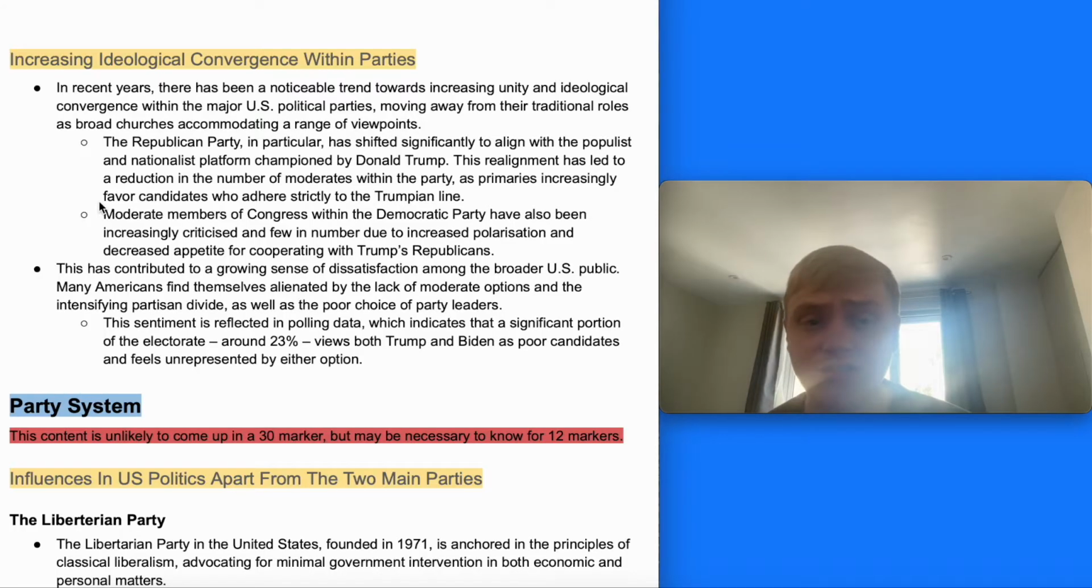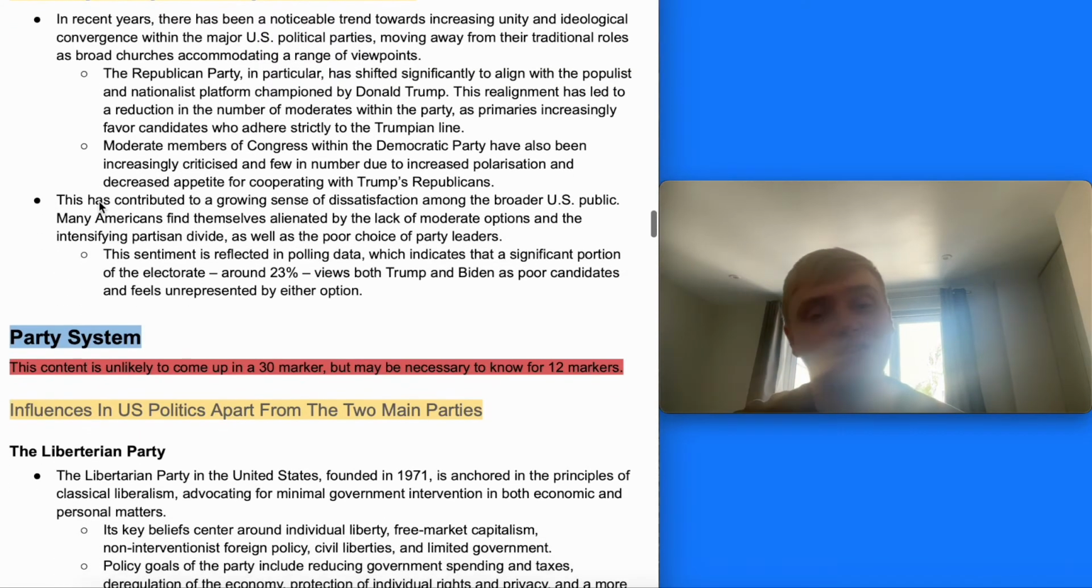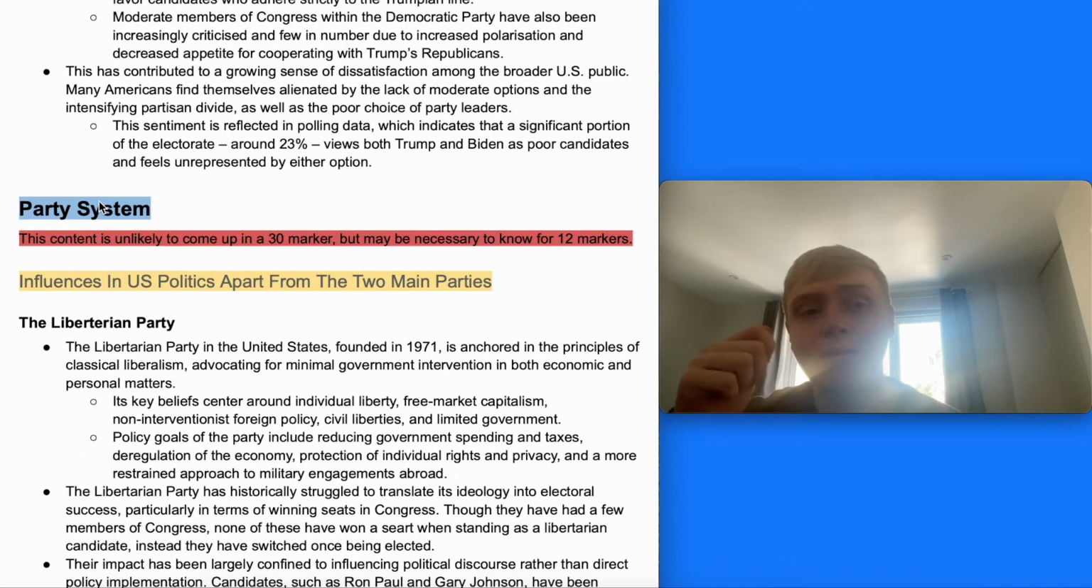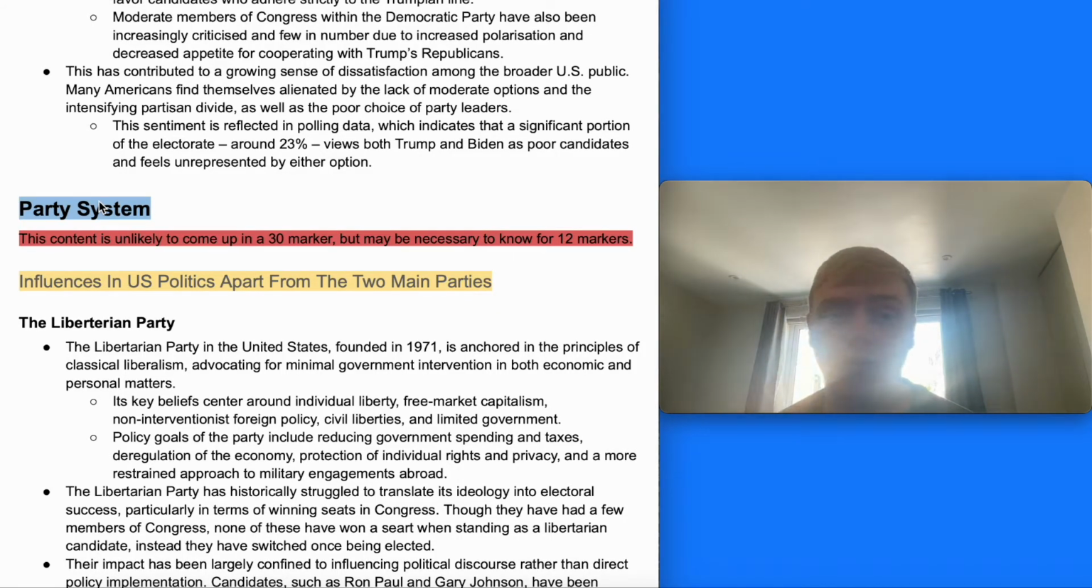Whilst more moderate members of the Congress within the Democratic Party have also been increasingly criticised, and fewer in number due to increased polarisation. Again, primaries and decreased appetite for cooperating with the Republicans when they're under Trump. And this has contributed to a growing sense of dissatisfaction among the broader US public. Many Americans find themselves alienated by the lack of moderate options and the intensifying partisan divide, as well as the poor choice of party leaders. This is reflected in polling data, with around 23% of the electorate viewing both Trump and Biden as poor candidates and feeling unrepresented by either option in the 2024 election.